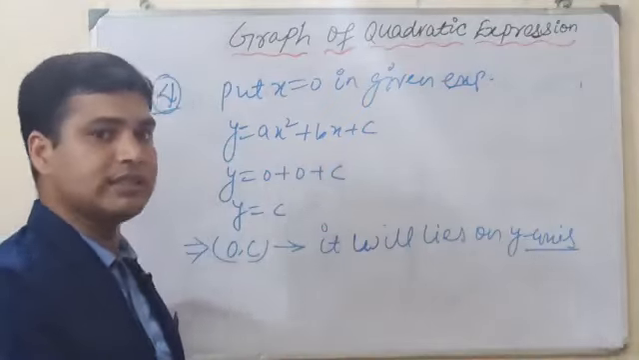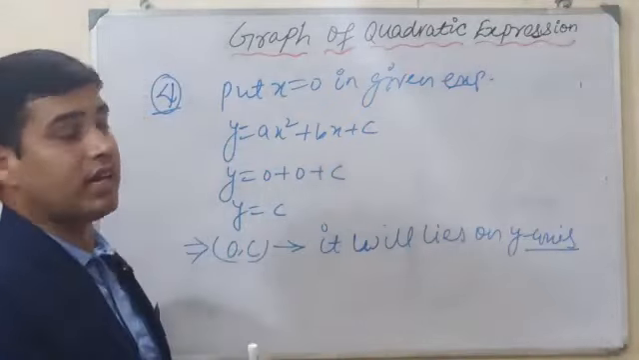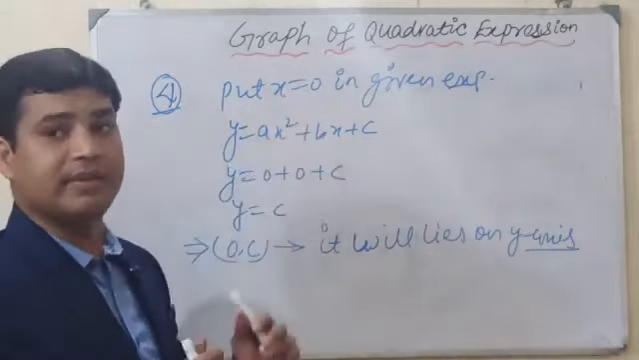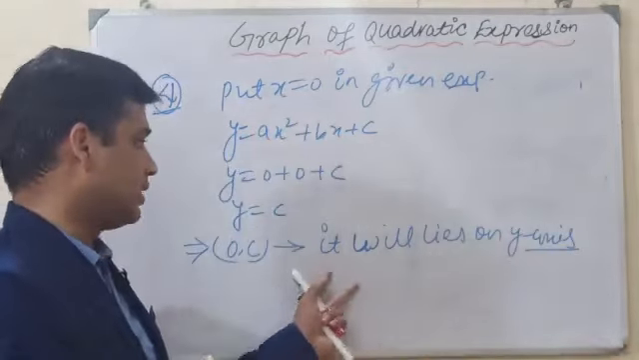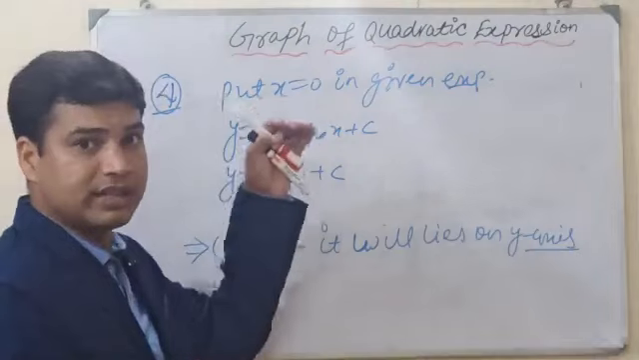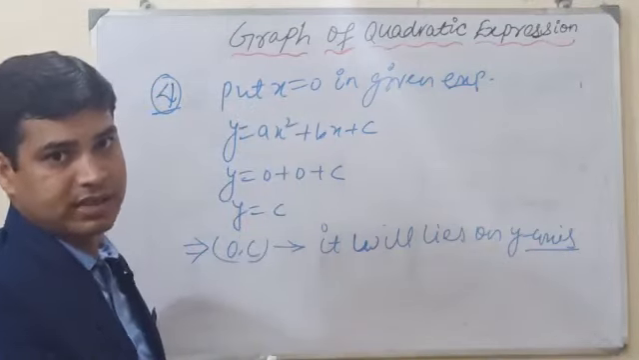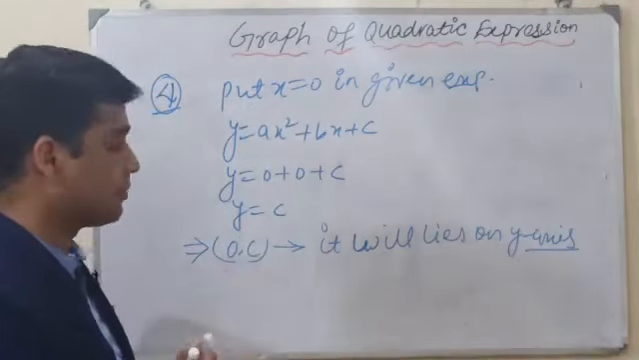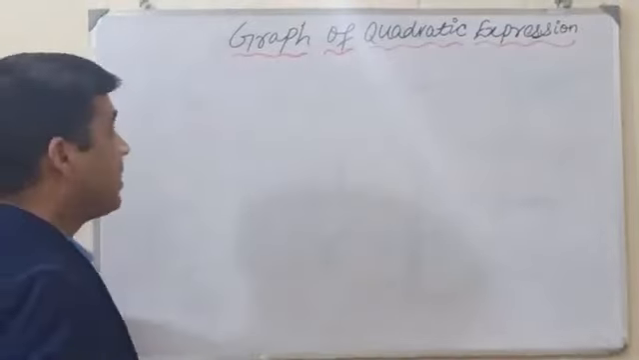Okay, and third is analysis of D, and fourth is put x equals 0 in the given expression. Then we will get the y-axis, whether it lies above the x-axis or below the x-axis. So see this here. Next, I am taking some examples.